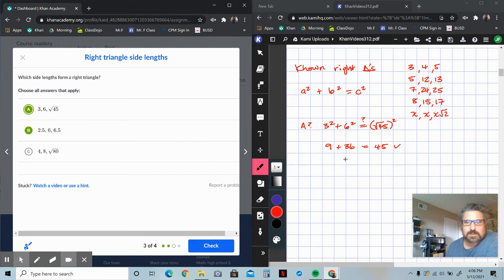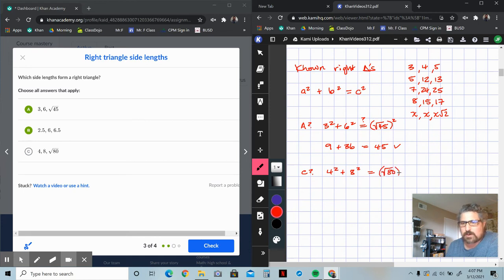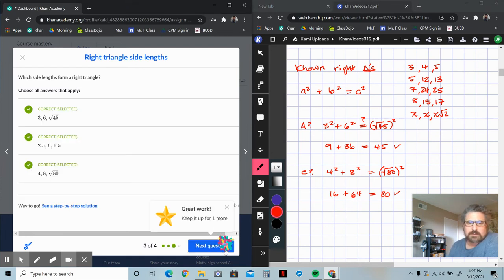For this one, it's going to be investigated. It says 4, 8, and square root of 80, so that'll be 4 squared plus 8 squared should be equal to, hopefully, the square root of 80 squared. Now, 4 squared is 16, and 8 squared is 64, and does that add up to 80? The answer is yes. So this is also a right triangle. So actually, all three of these are right triangles.